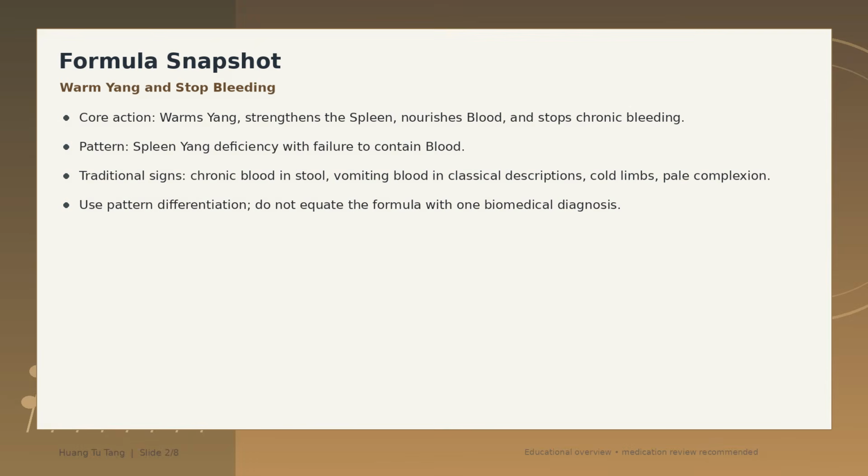Start with the pattern rather than the disease label. The traditional target pattern is spleen yang deficiency with failure to contain blood. Typical clues include chronic blood in stool, vomiting blood in classical descriptions, cold limbs, pale complexion, pale tongue, deep weak pulse. These findings are not all required, and the same biomedical diagnosis can present with different Chinese medicine patterns.